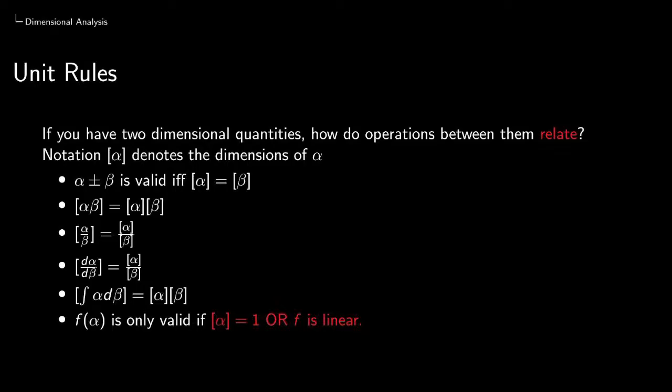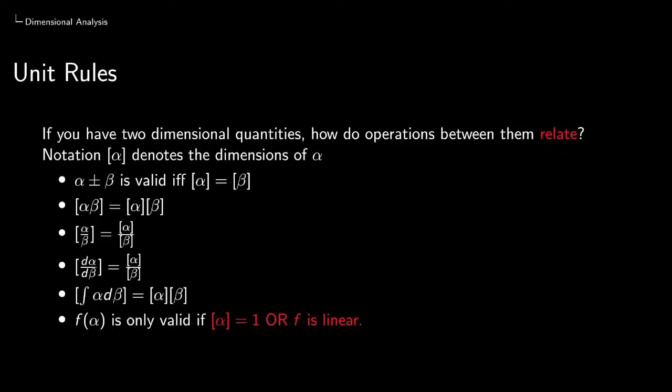A similar rule applies to differentiation. You're going to take the dimensions of the dependent variable and divide them by the dimensions of the independent variable. Likewise, if you're going to integrate across a dependent and independent variable, you'll take the dimensions of the two and you will multiply them together.